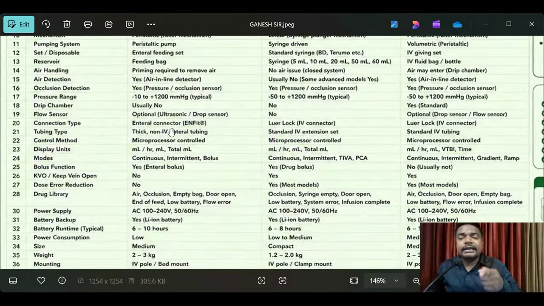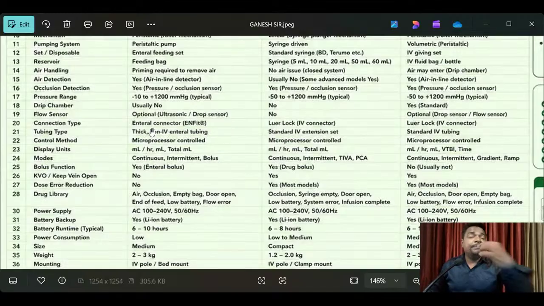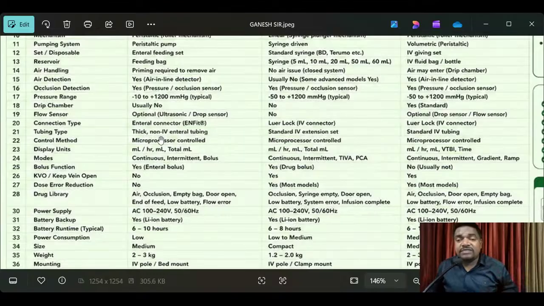Enteral connector, ENFit. That is why, in the direct connection of the feeding pump, we give the feed through the nose. Through the nose only, the tubing is very, very difficult here for the patient. I have observed many times that it is very complicated to understand also. That's why I'm saying, human life is very, very important.